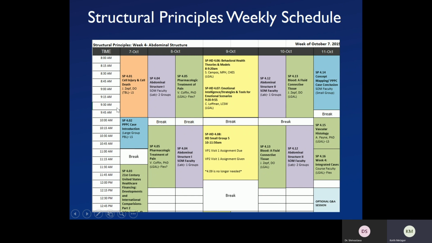So in orange is a pedagogy, a teaching style called team-based learning, where students are required to do work in advance, come in, they're held accountable through quizzes, and then they go through some problem-solving exercises. In purple, these are labs. So these labs are a little bit different than traditional gross anatomy labs.